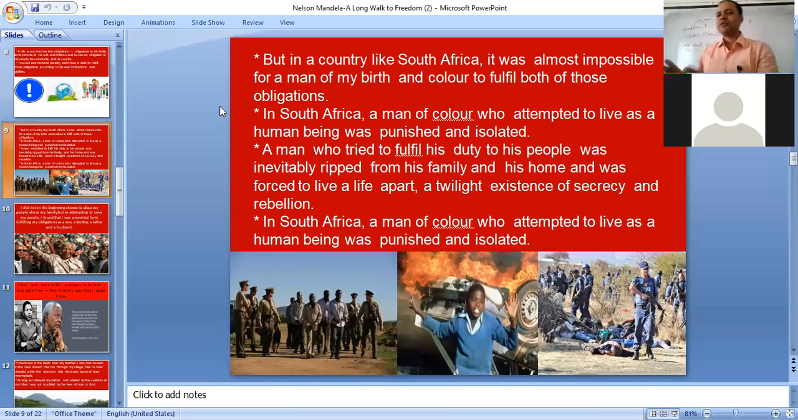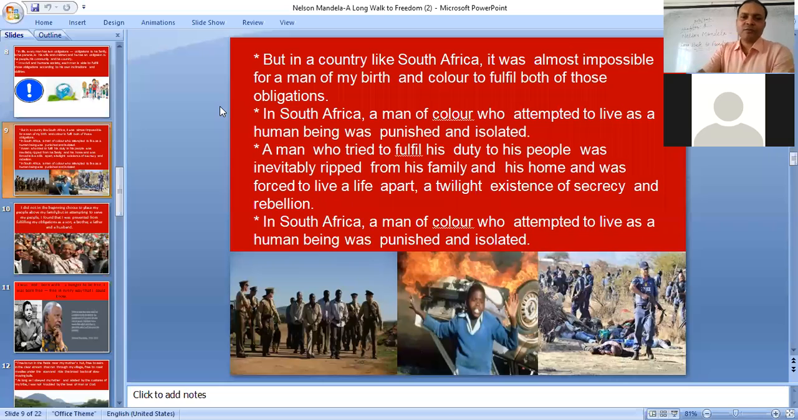It was very difficult for the black South African people to fulfill both obligations. In South Africa, a man of color who attempted to live as a human being was punished and isolated. Black people were forced to live in isolation, in punishment, in their own country. They were forced to live in poverty. They were forced to live in a state of hunger.